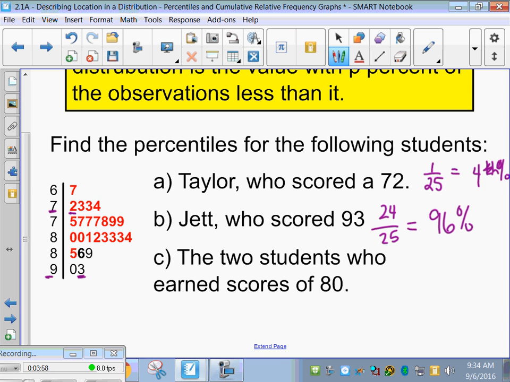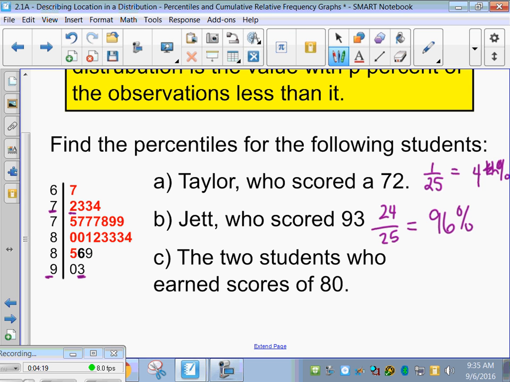Yes? So what if there were multiple 93s, like 4 or 5 93s? How does that work? If there are multiple, you only count below that grade. You start counting at what? 90 and below. Yep. If you have multiple scores, you still just count the people below.